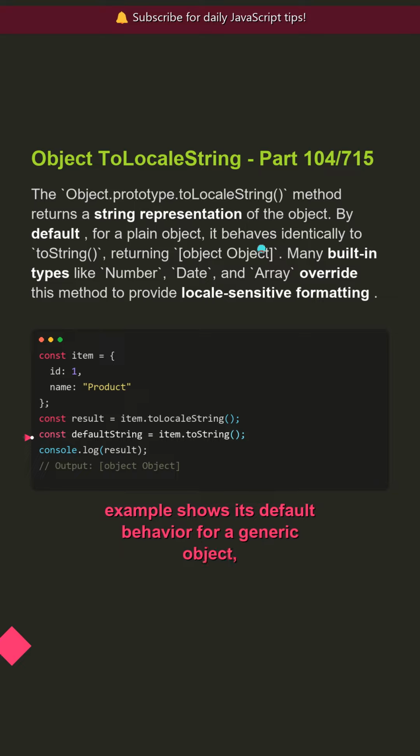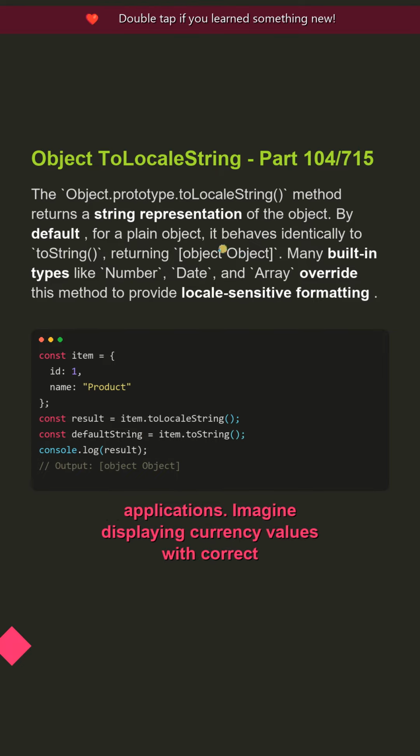The true use cases for toLocaleString are vast in internationalized applications. Imagine displaying currency values with correct decimal and thousands separators, formatting dates and times according to regional preferences, or listing array elements with appropriate delimiters. It ensures that your application presents data in a way that is natural and understandable to users worldwide.